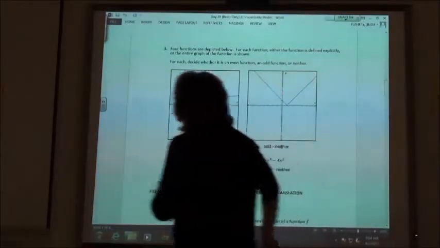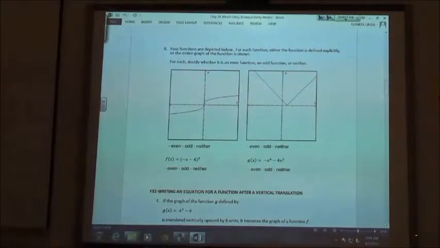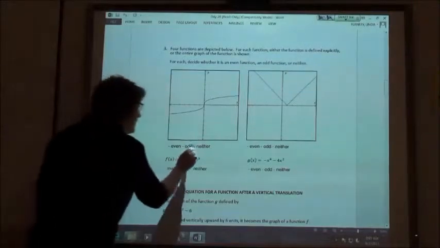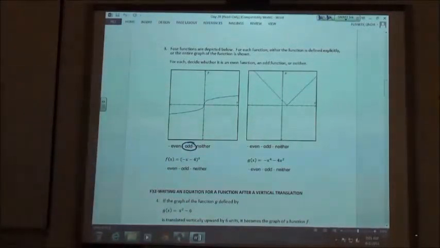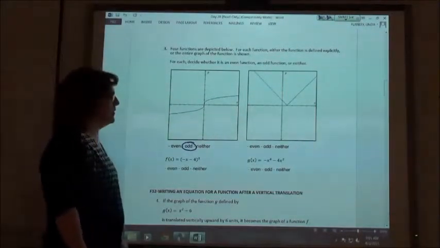Okay, so number 3, if you look at that one, is that one even, odd, or neither? It's going to be an odd. It is going to be an odd. How about the second one on number 3, that other graph? I'm going to say neither.